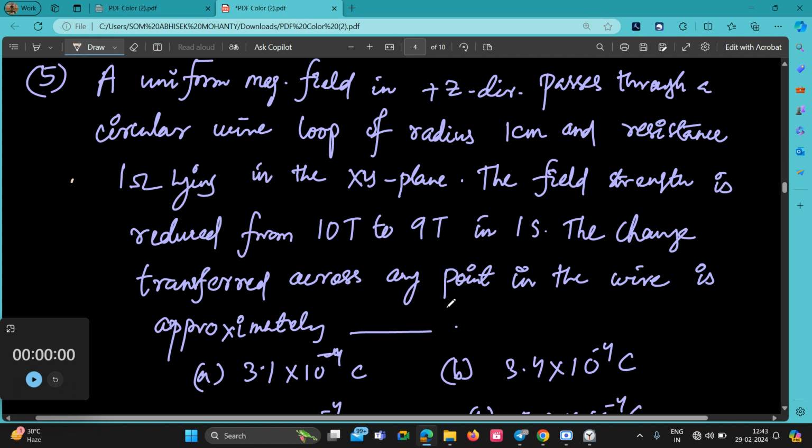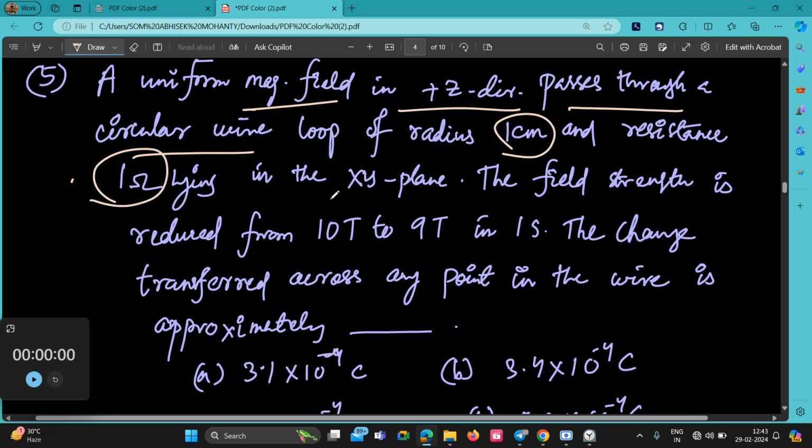Okay. So how to solve it? A uniform magnetic field in the z direction passes through a circular wire loop of radius 1 centimeter and resistance 1 ohm, lying in the xy plane. The field strength is reduced from 10 tesla to 9 tesla in 1 second. The charge transferred across any point in the wire is approximately what?